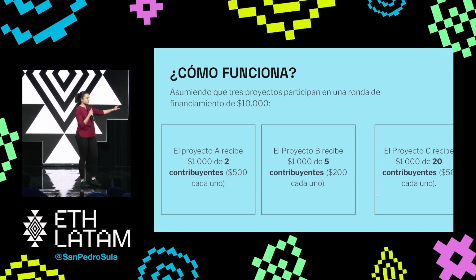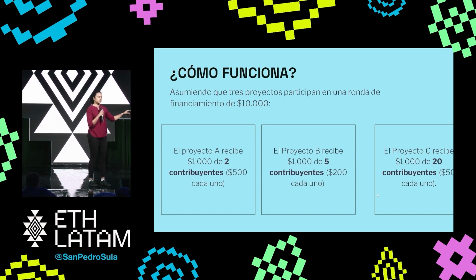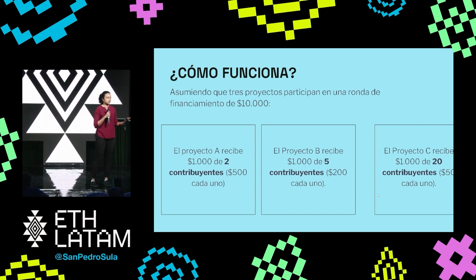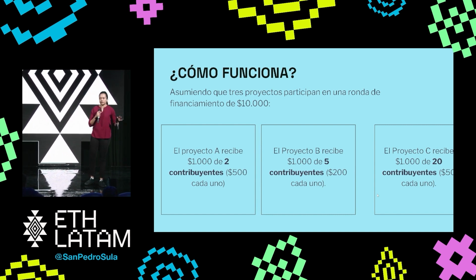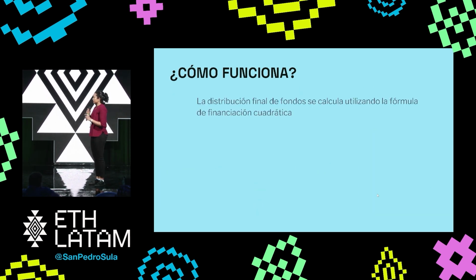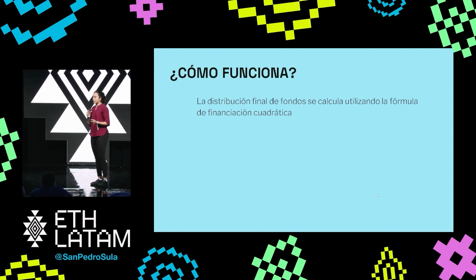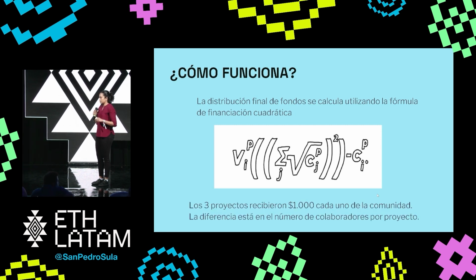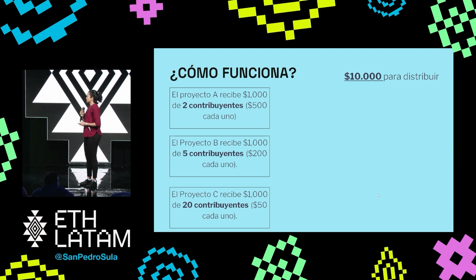So the key difference is the number of voters per project. Assuming every project receives $1,000, it really comes down to the community thinking Project C is the best, so it ends up receiving the most votes. The distribution of the $10,000 matching pool then goes through this math formula. Again, every single project receives the same amount from voters. The only difference is the number of people that voted for the project.